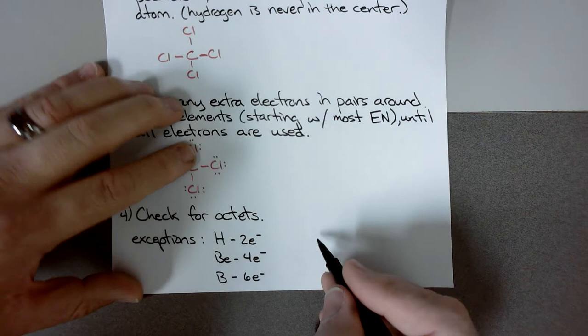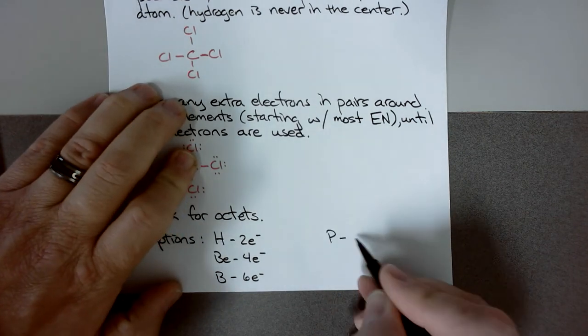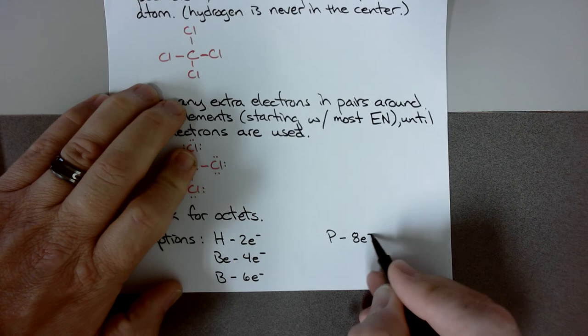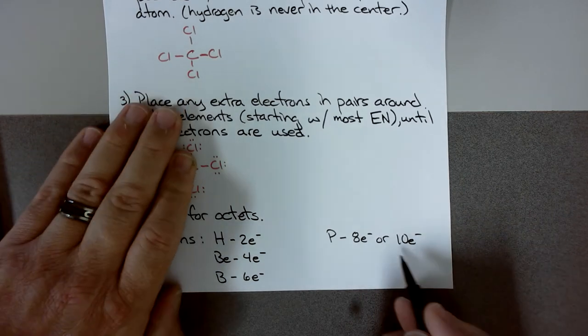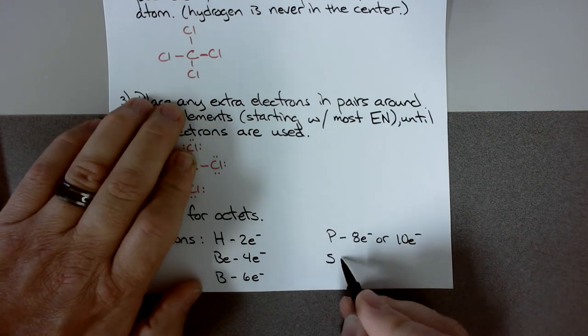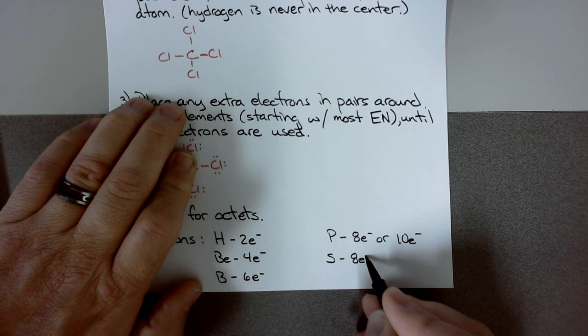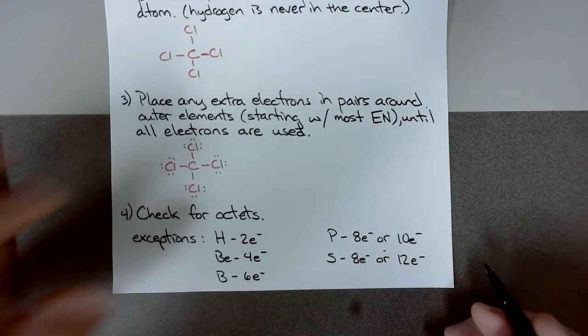And then we have phosphorus. Phosphorus can have 8 electrons or 10 electrons, and we'll talk about this expanded octet, as it's called. And then sulfur can have 8 electrons or 12 electrons, and we'll talk about that.